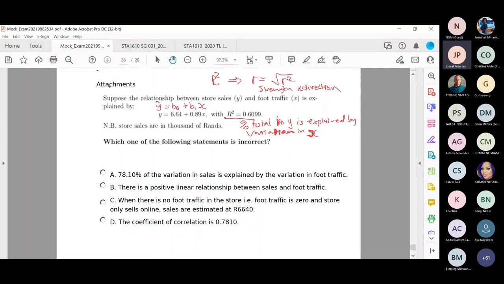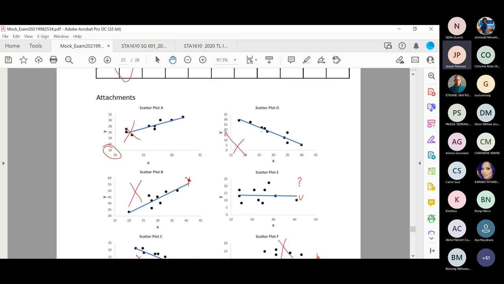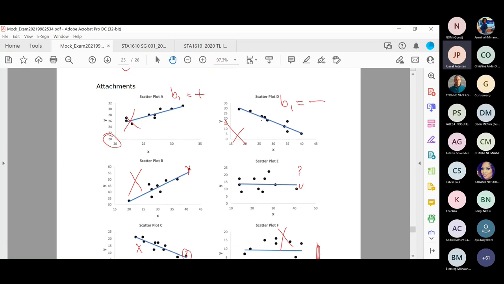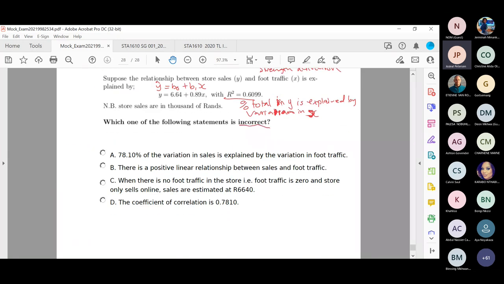Your slope can also give you the direction of your correlation. Let's go to our scatter plot like this one. It tells me that this is positive and this is negative. It gives me my direction. So on this one, my B1 is positive. On this one, the value of B1 is negative. That's how you can know what direction your slope tells you. Okay, so now let's look at the statements. We need to choose the one that is incorrect.